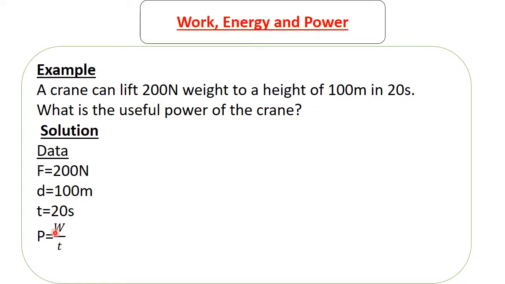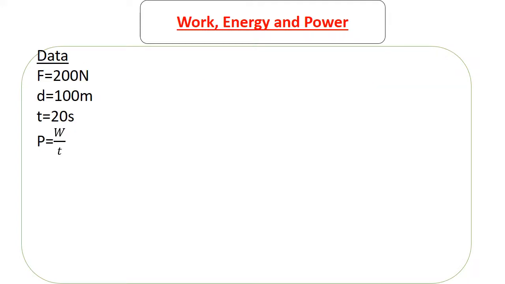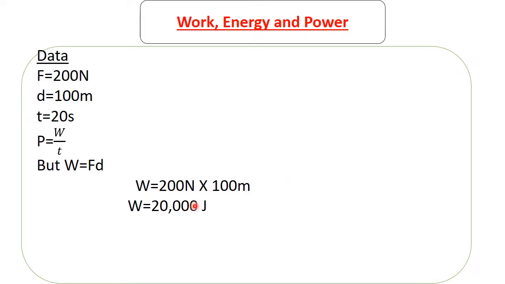Then when we do that, we can now use this formula for power. So the formula for work is F times D, like I said. So if we plug in the values, 200 newtons times 100 meters is going to give us 20,000 joules. With this 20,000 joules, what we can do is apply the formula for power, which is W over T. So W is the work, 20,000 joules, T is the time, 20 seconds. When we divide, we're going to get 1,000 watts as the power.